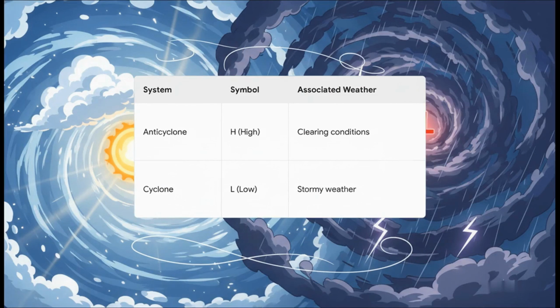A high-pressure system, that big H, is an area of sinking, stable air. That's why it usually brings clear skies and calm weather. A low-pressure system, the L, is an area of rising, unstable air, which is why it's almost always connected to clouds, storms, and all kinds of active weather.